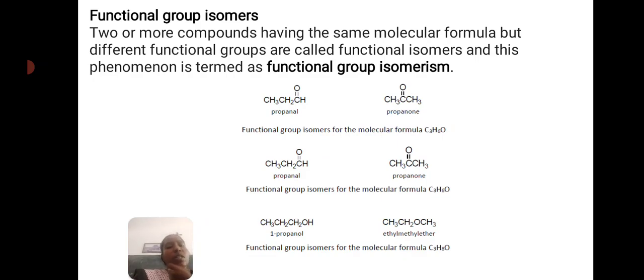Functional group isomers: two or more compounds having the same molecular formula but different functional groups are called functional isomers, and this phenomenon is termed functional group isomerism. The first example is propanal and propanone. The first one is an aldehyde and the second one is a ketone. The second example is 1-propanol and ethyl methyl ether.